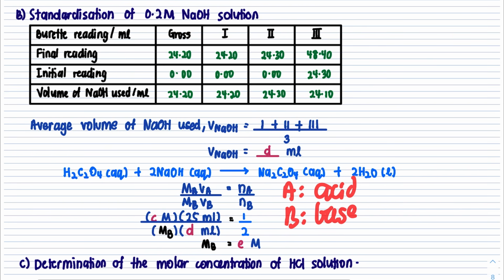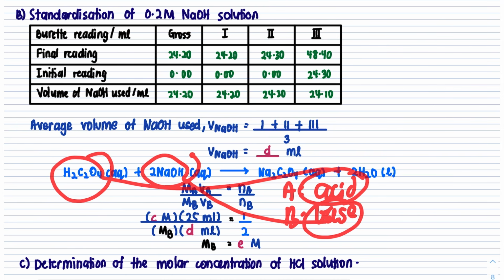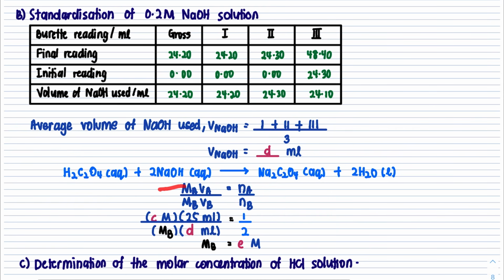So the acid is our oxalic acid here. The base is actually our NaOH. M is molarity, V is volume, and N is your number of moles. So how do we get the number of moles? The number of moles depends on the equation itself. First, make sure the equation is balanced. When you look here, our acid is 1, our base is 2. So that's why here it is 1 over 2.